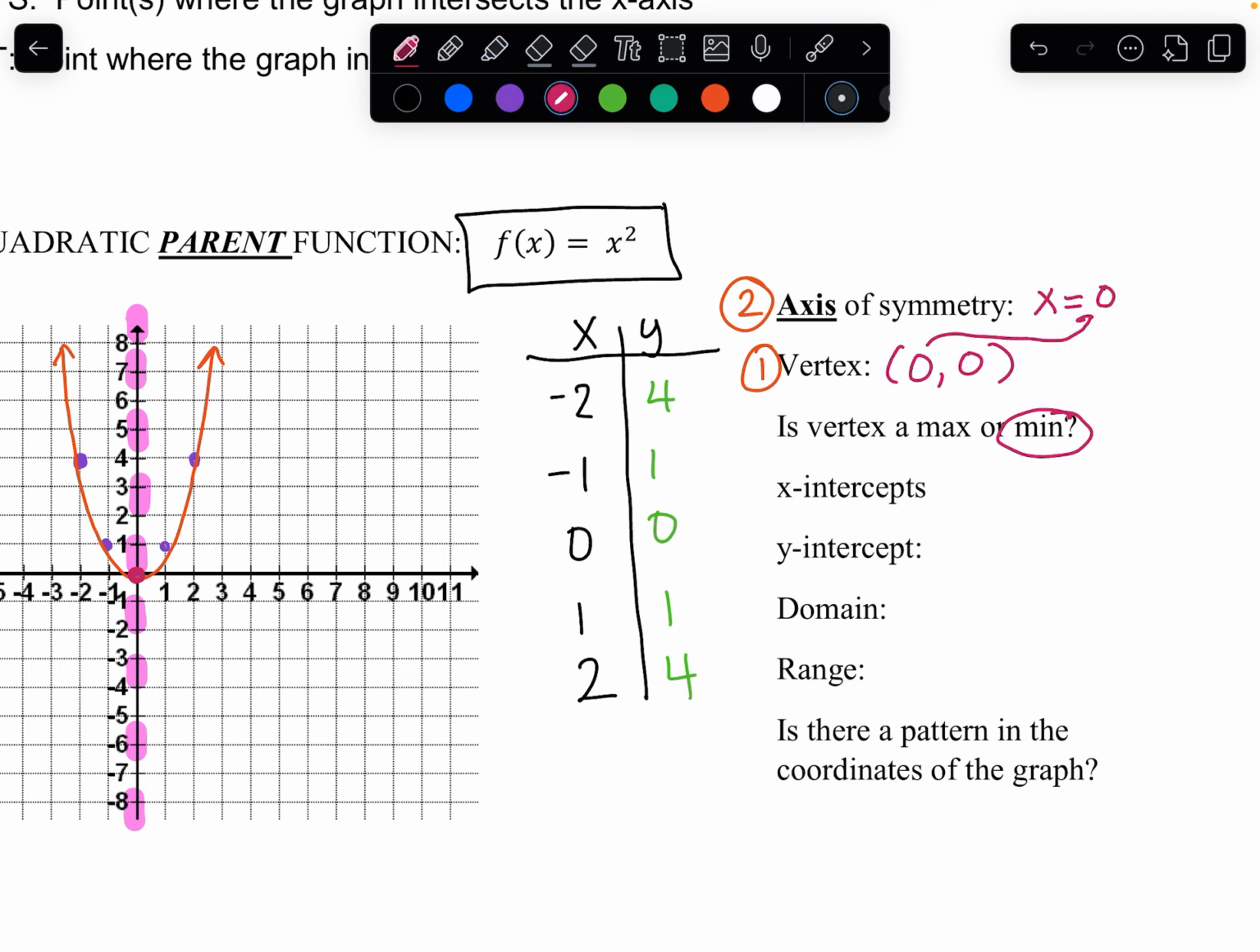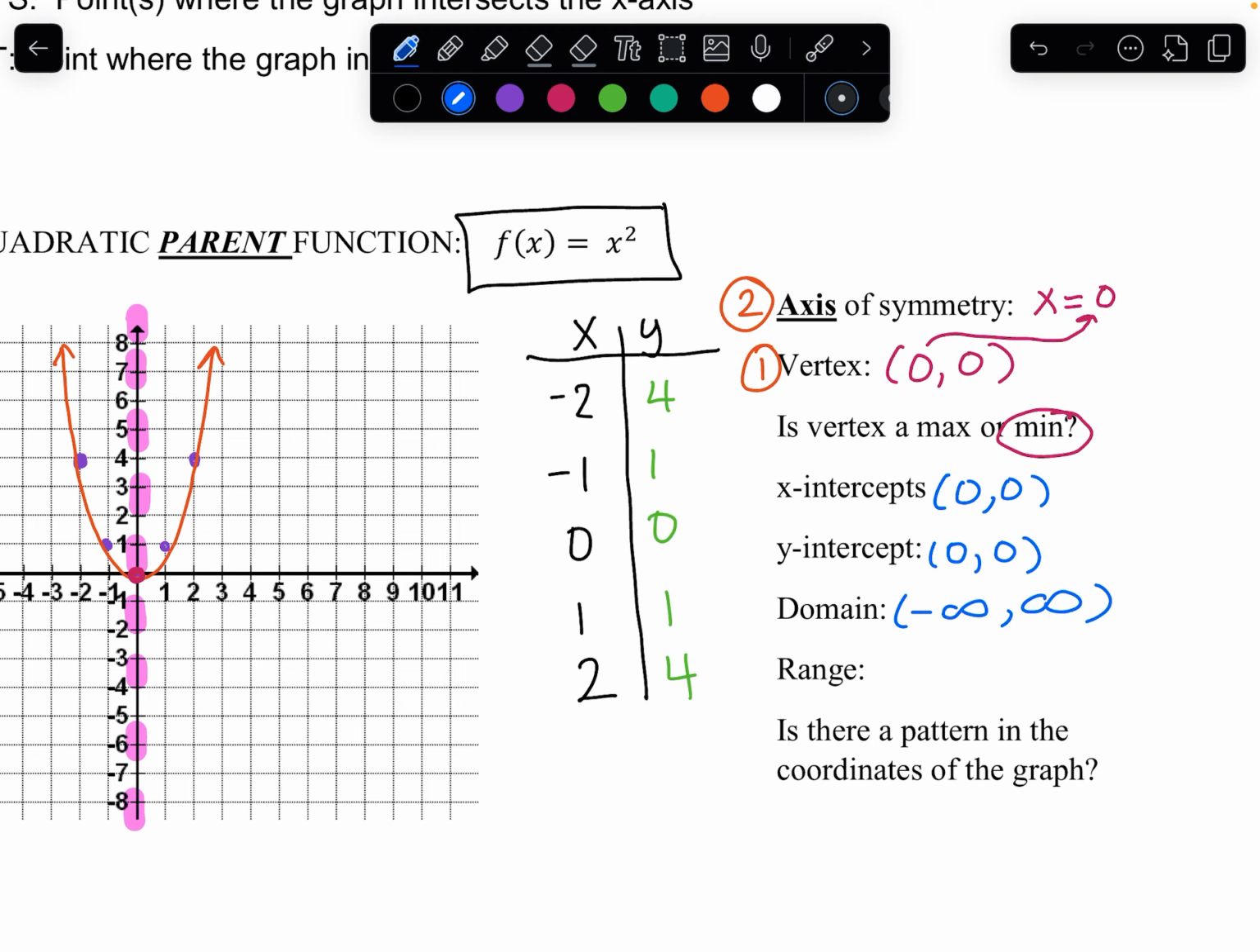It'll always be the x value of your vertex. Now, we do use a dashed line kind of similar to an asymptote. We use it as a guide for our graph, but it's not part of the graph. And then we're just going to find some other pieces. Our x-intercept, we only have one. It's the origin, which is also our y-intercept.